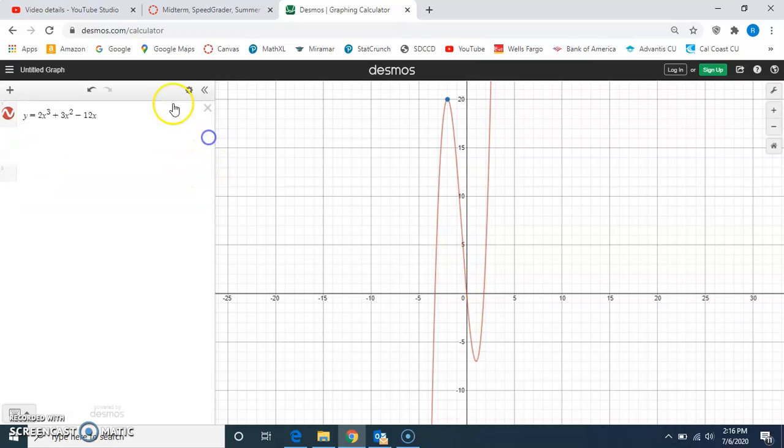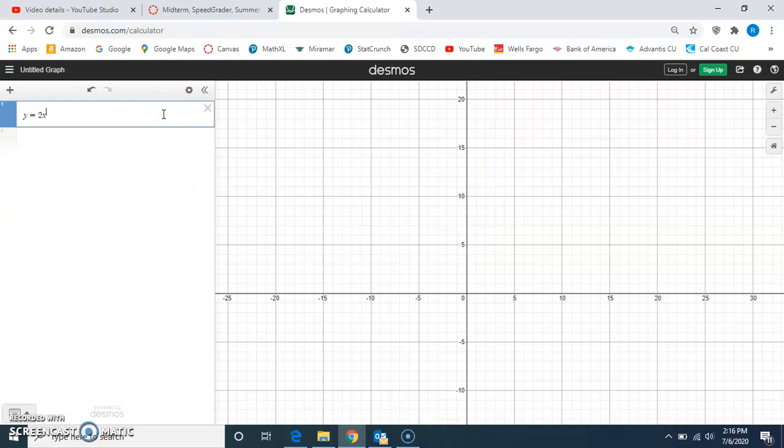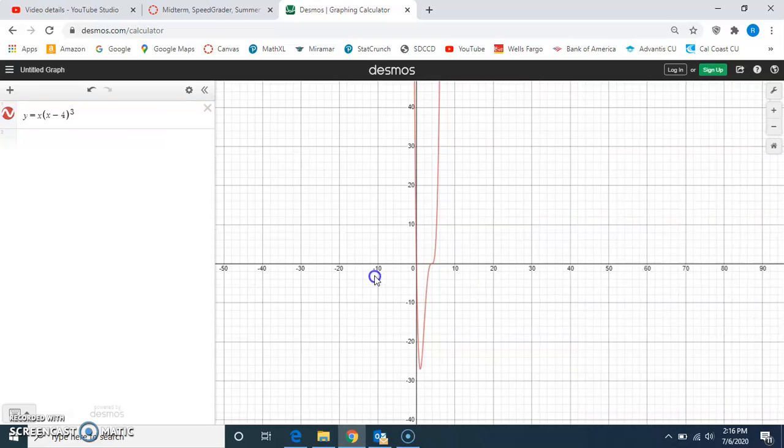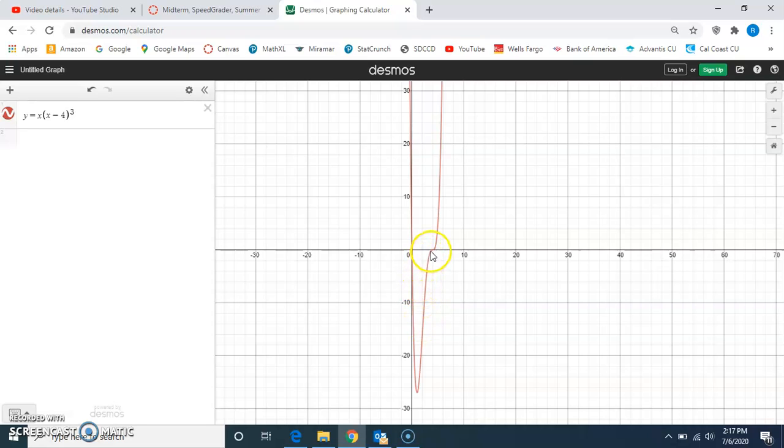Okay, the next example we did was x times parentheses x minus 4 to the third. And this is a funky one. So it comes down very sharply, has this very sharp turn, comes in, levels off just for a moment, and then keeps going.